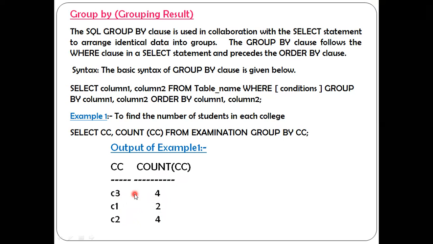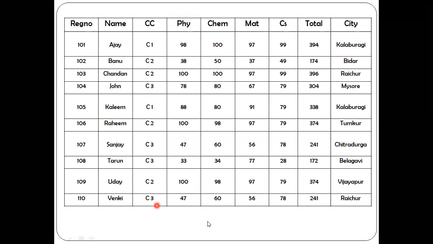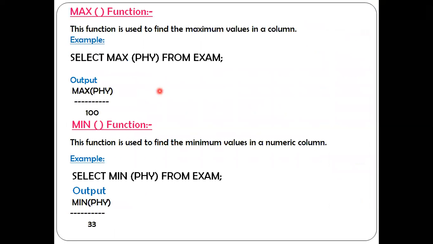Have a look at this. C1, only 2 students are studying in C1. Okay, so in C2, 4 students are studying in C2. C3. That means 4 students are studying in C3, 4 students are studying in C2, and only 2 students are studying in C1. Got it?